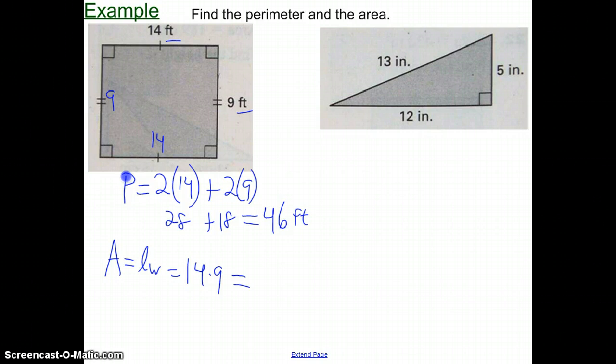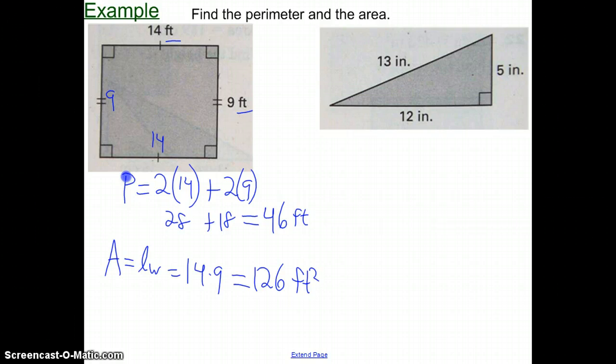14 times 10 is 140, minus 14, so that is 126. Now, it was 14 feet times 9 feet, so feet times feet is feet squared. There's your area, 126 square feet.